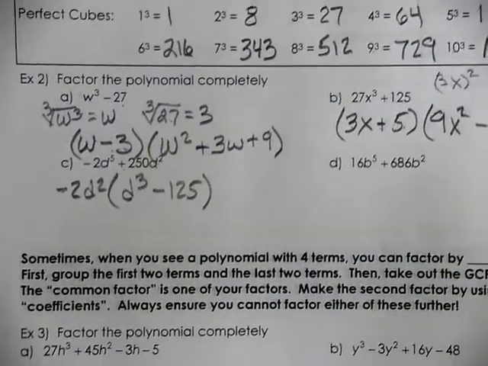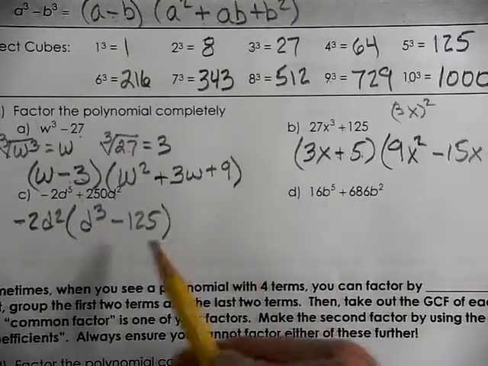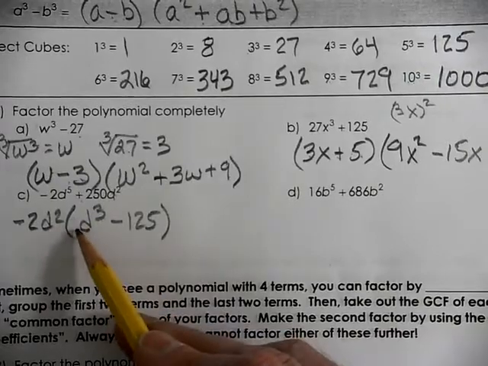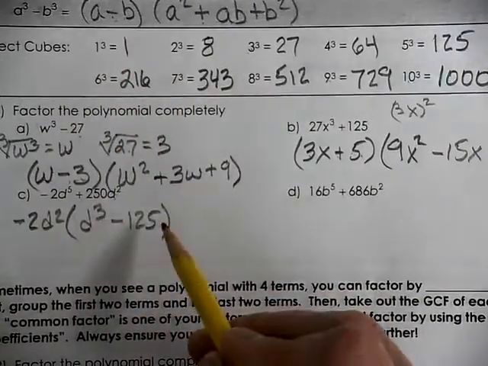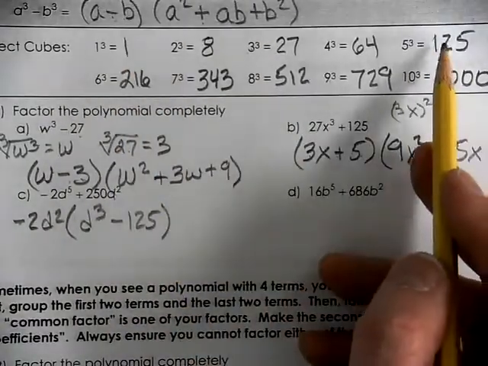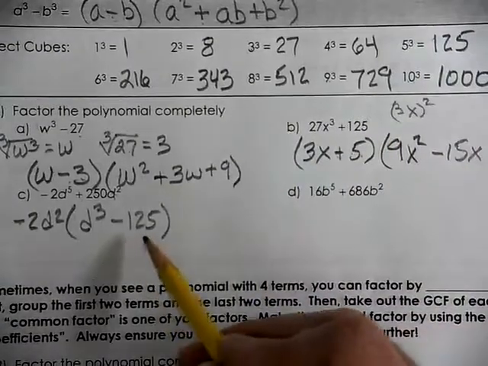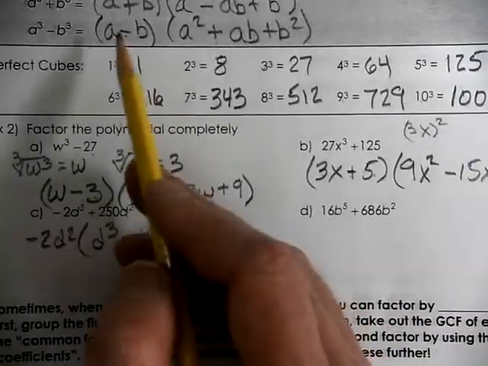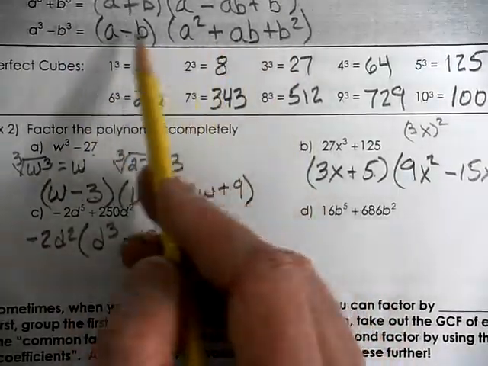Now, can that go farther? I notice that this is a minus. I know this is a cube with a 1 in front, and 1 is a perfect cube. 125 is a perfect cube. So I should be able to factor this apart using the difference of two cubes. This pattern right there.